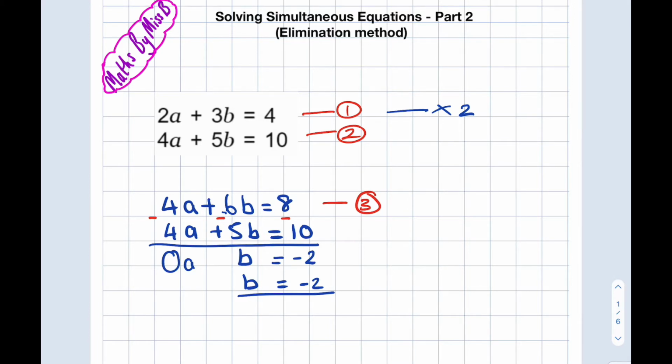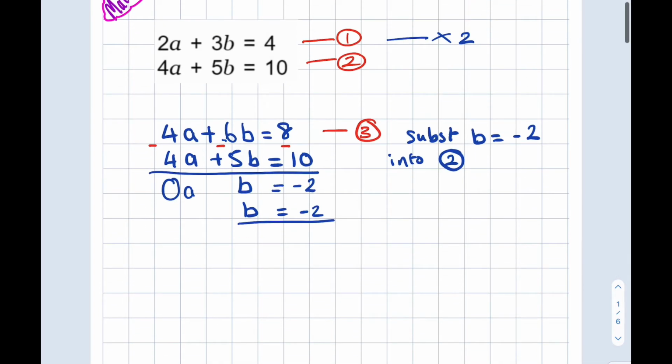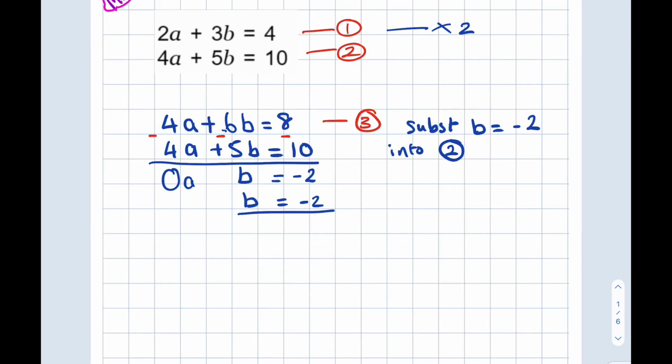Now what we can do is use that b equals negative 2 and substitute that into one of the top two equations. I'm going to go for the second equation because we've manipulated the first equation. Just in case there's a mistake, I will use the second equation. So the second equation is 4a plus 5b equals 10. So I'm going to substitute b equals negative 2 into equation number 2.